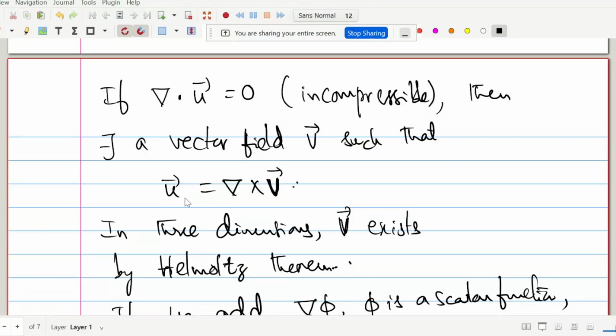Yes, sir, because the cross product is there, sir. So that is perpendicular to the gradient and the wave both also, sir.